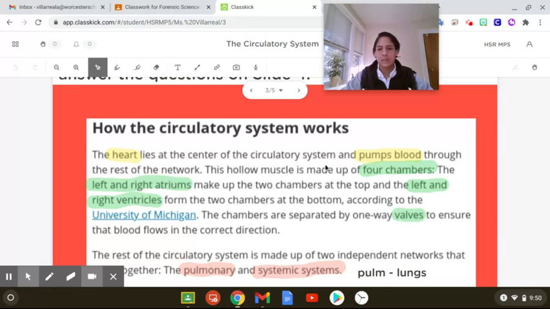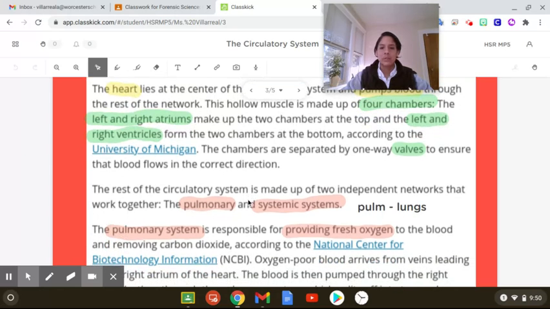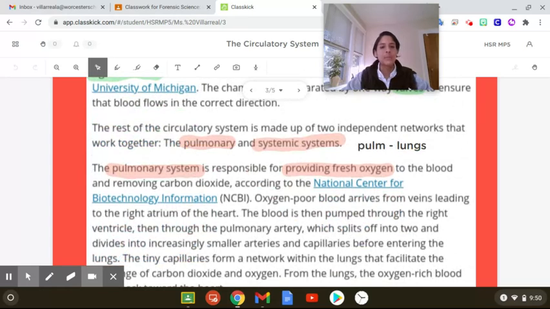The heart lies at the center of the circulatory system and pumps blood through the rest of the network. This hollow muscle is made up of 4 chambers. The left and right atriums make up 2 chambers at the top, and the left and right ventricles form the 2 chambers at the bottom, according to the University of Michigan. The chambers are separated by one-way valves to ensure the blood flows in the correct direction. The rest of the circulatory system is made up of 2 independent networks that work together: the pulmonary and the systemic systems. So pulmones, like in Spanish, means lungs.